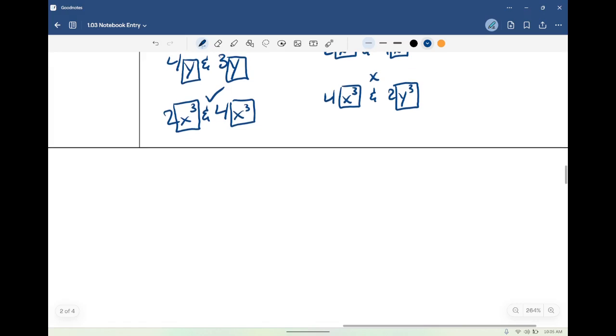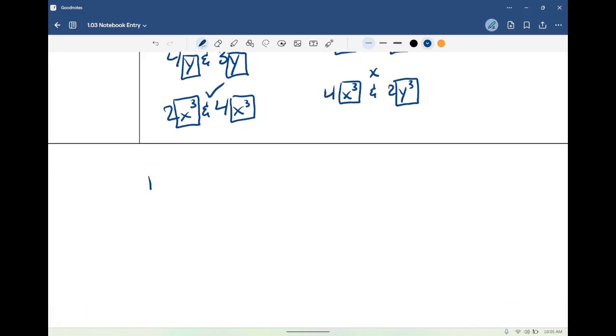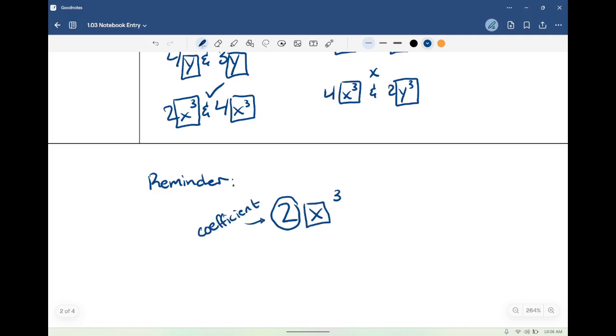Now, with these, I actually want to put a small reminder right down below. This is something we should all 100% know. However, I want to stamp it because it was not part of what we went over when we did definitions. And so if I have 2x cubed, I want us to remember the 2 is our coefficient. The x is our variable. And this 3 is our exponent.